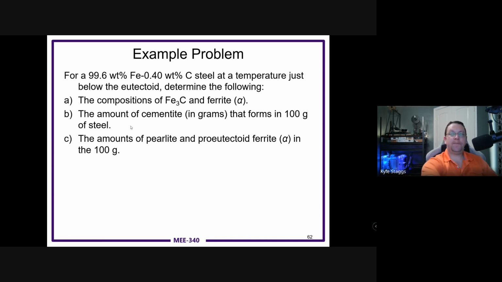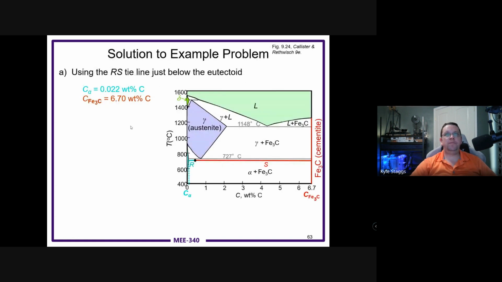And then the pearlite and the proeutectoid ferrite in the 100 grams. So as that cools off, we'll take a look at the example. Just below this eutectoid point, we have our R and our S. What we determine out of these, because our R is down here at the very, very minimum range, is that we have to estimate what these values are. Your weight fractions are going to be very, very small.